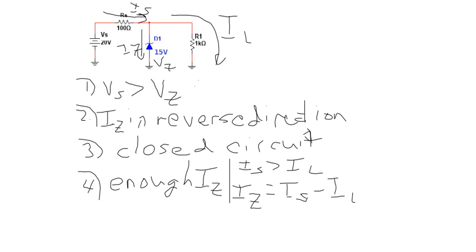Let's work out the example here. We'll have another copy of the drawing up here in the corner out of the way. All right. The first test was, is there enough voltage? And we have 20 volts in the supply. We only need 15 for the diode, so we meet the first test.